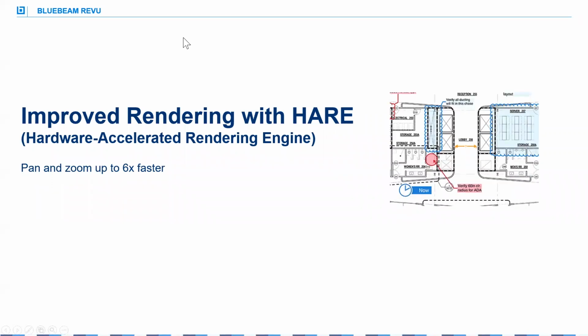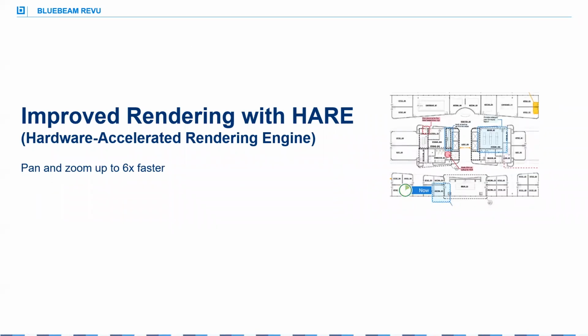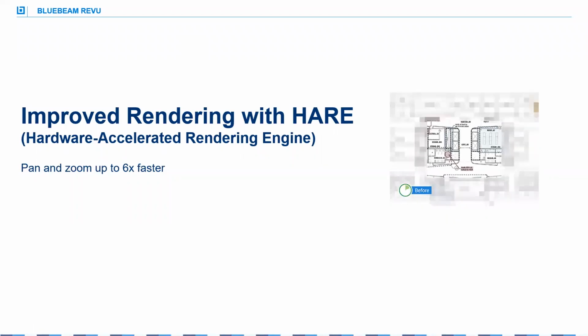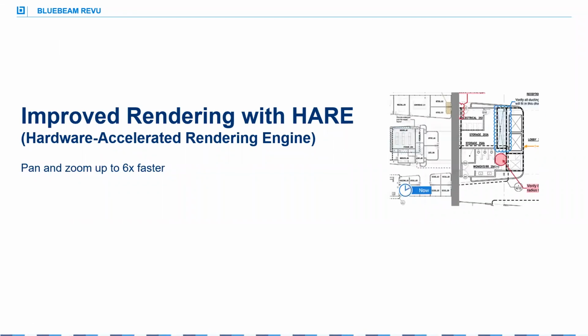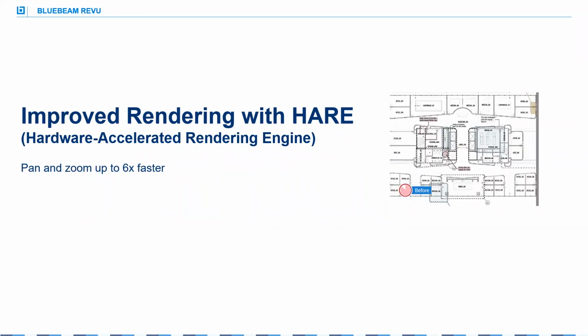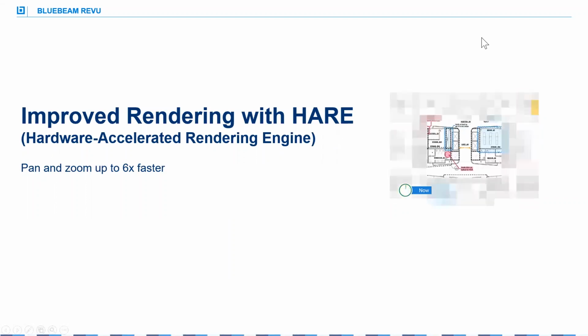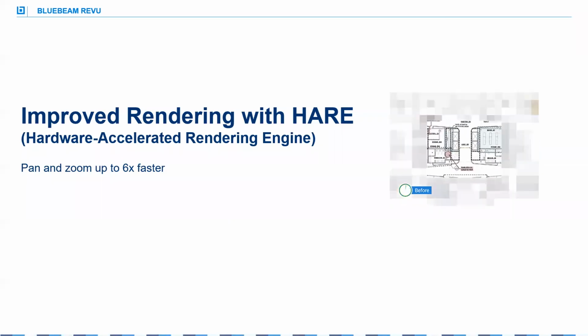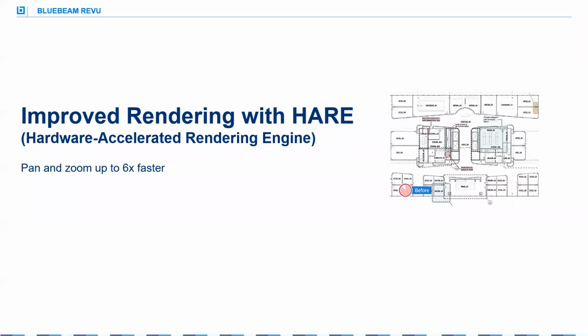Hi, thanks, Paul. I'm going to go through the actual updates to Revu. The first one is improved rendering with Hair. Hair is a hardware accelerated rendering engine, and this is going to help us pan and zoom a lot faster than previously we were able to in Revu. So these rendering improvements are going to help you pan and zoom and improve your load times as you're doing this. I've got a little video queued up and I'm just going to play it.